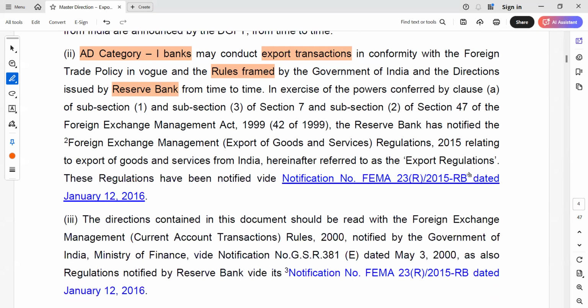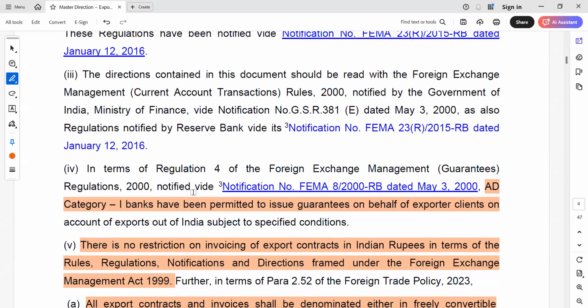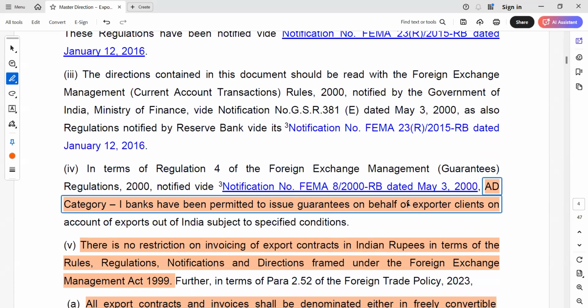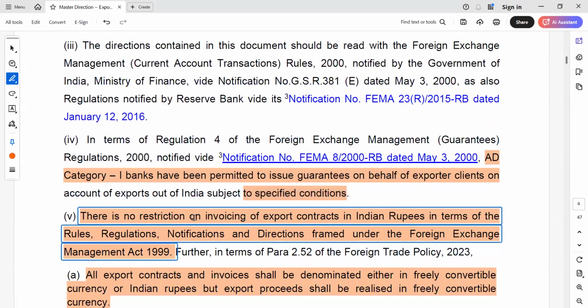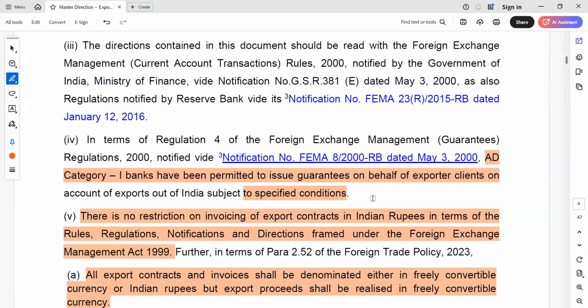Okay, so let's see which are the main points. Here, AD Category 1 banks have been permitted to issue guarantees on behalf of exporter clients on account of exports out of India, subject to specified conditions. There is no restriction on invoicing of export contracts in Indian rupees in terms of the rules, regulations, notifications and directions framed under the Foreign Exchange Management Act 1999. So friends, whoever is exporting can also invoice in INR; there is no such restriction, as per the foreign trade policy 2023.